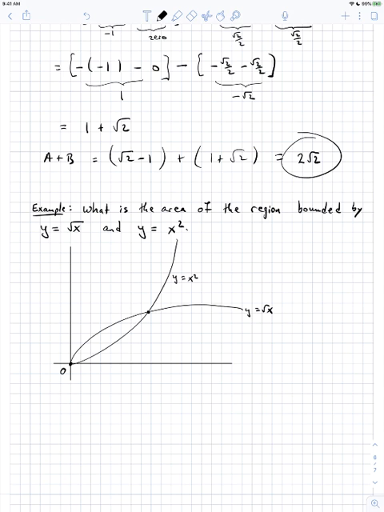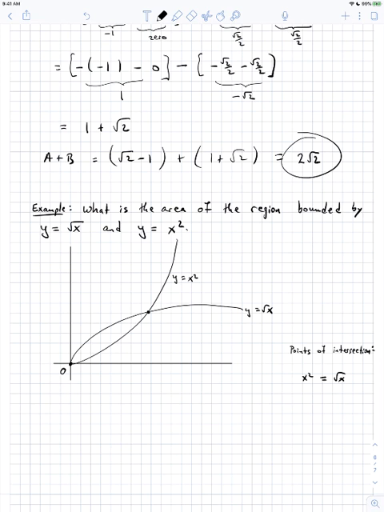But the way to work it out is just to ask yourself, at what x value do these two agree? That is, what x value do these have the same y value? If they have the same y value, then they must be equal to each other. So to find the points of intersection, what you need to do is equate the two. So we want to know when x squared is equal to the square root of x.